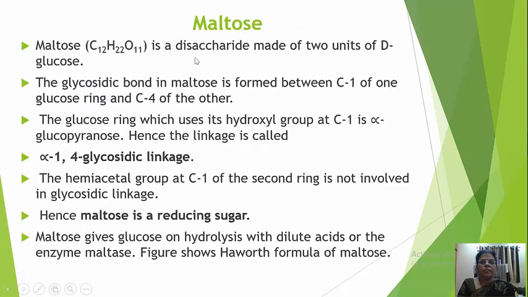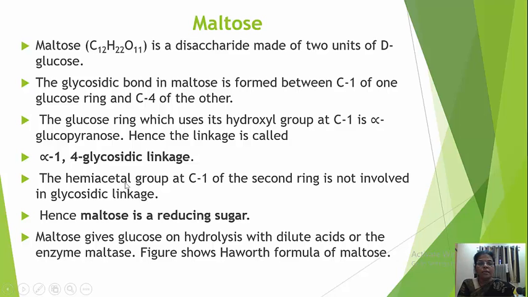Now next example is of maltose. Maltose is a disaccharide having molecular formula C12H22O11. Maltose is a disaccharide made up of 2 units of D-glucose. The glycosidic bond in maltose is formed between carbon number 1 of one glucose ring and carbon number 4 of the other. The glucose ring, which uses its hydroxyl group at C1, is alpha glucopyranose. Hence, the linkage is called alpha 1,4 glycosidic linkage.